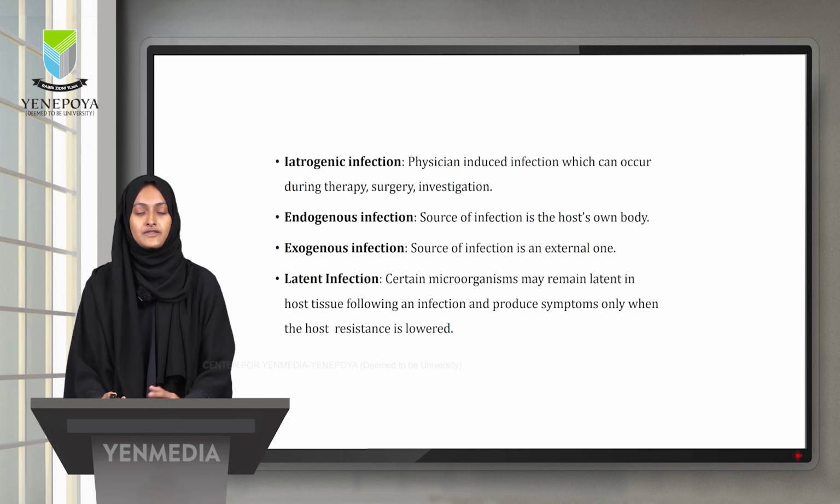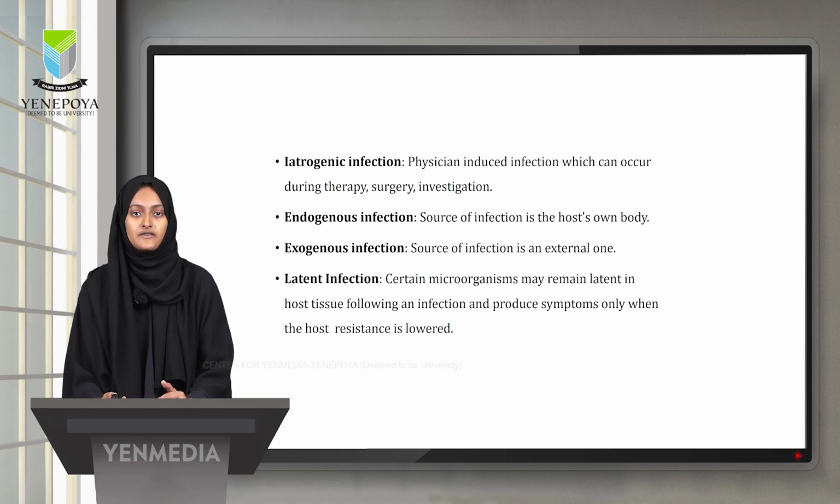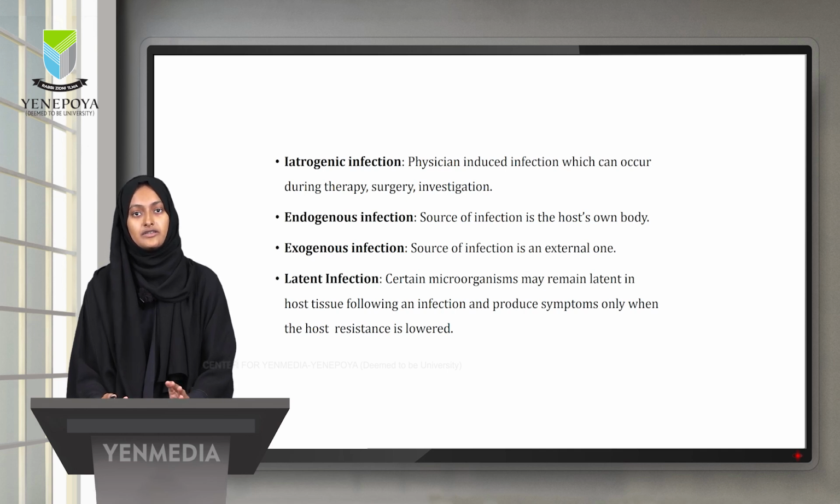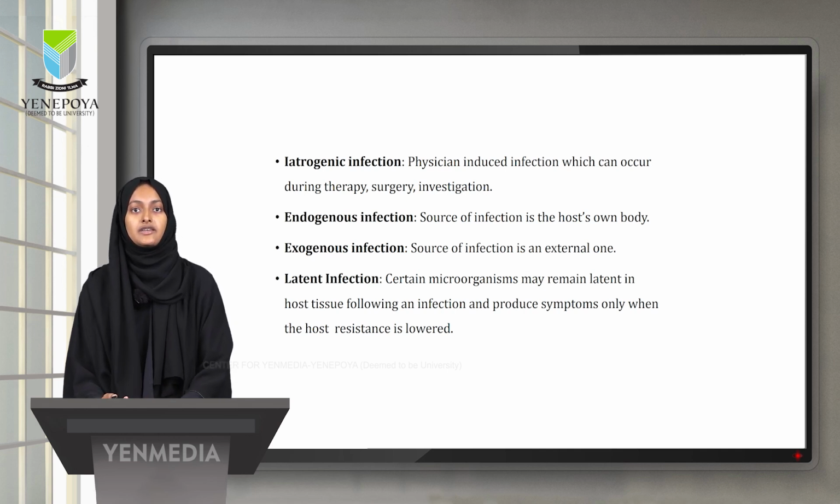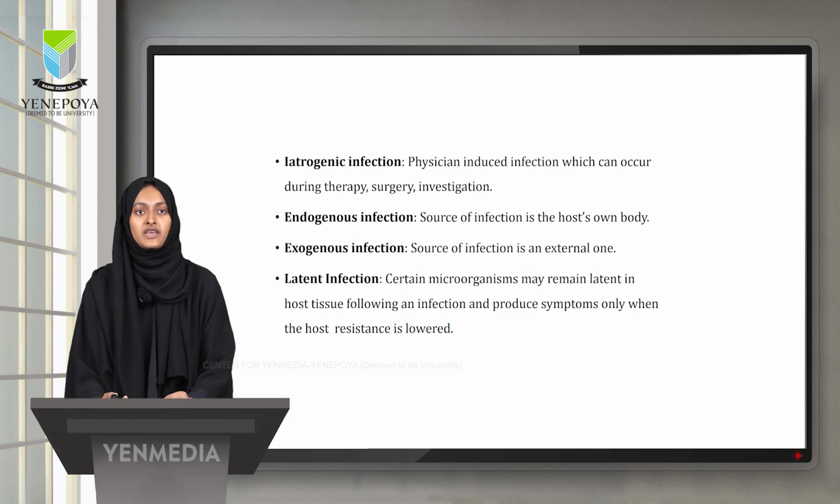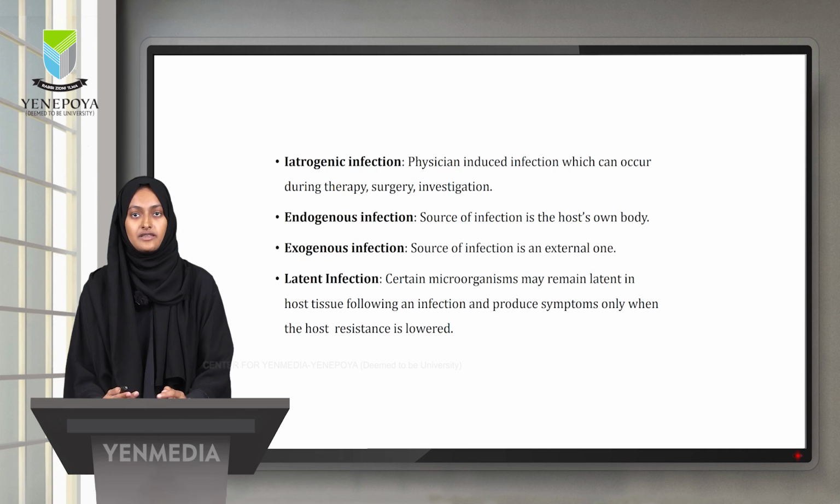Endogenous infection, the source of infection is the host's own body. That is the normal flora of the body. For example, Escherichia coli is the normal flora of the gastrointestinal tract. But if it gains entry to the urinary tract, it can cause urinary tract infection. Exogenous infection, the source of infection is an external one, that is outside the host body.